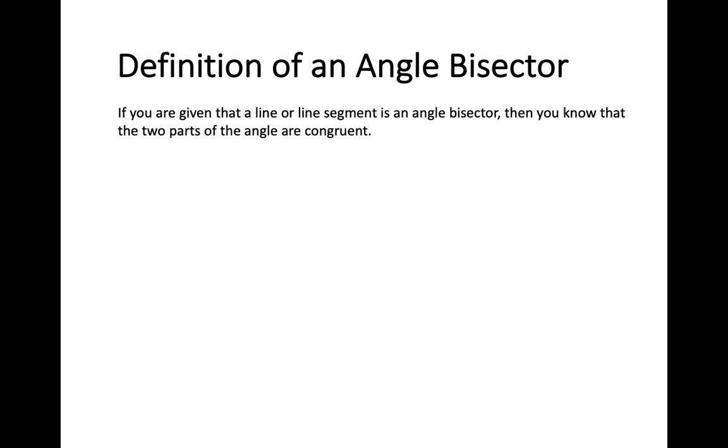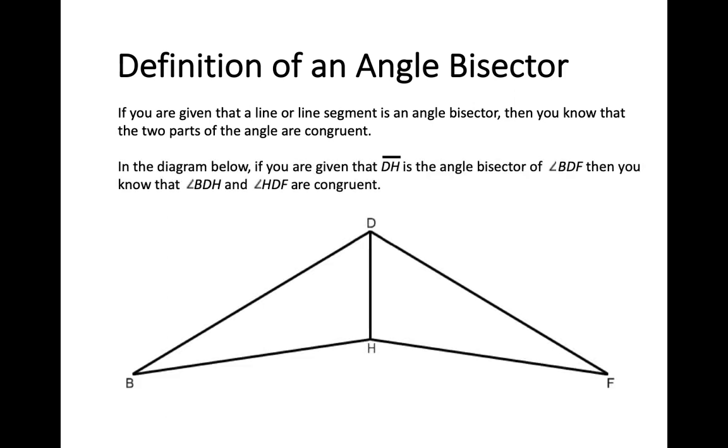Next one is a definition of an angle bisector. If you are given that a line or line segment is an angle bisector, then you know that the two parts of the angle are congruent. So in the diagram below, if you are given that DH is the angle bisector of BDF, then you know that angle BDH and angle HDF, shown in red, are congruent.